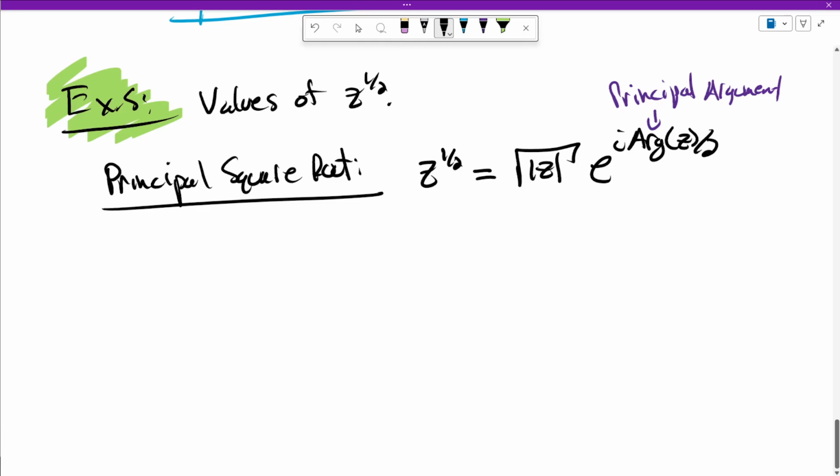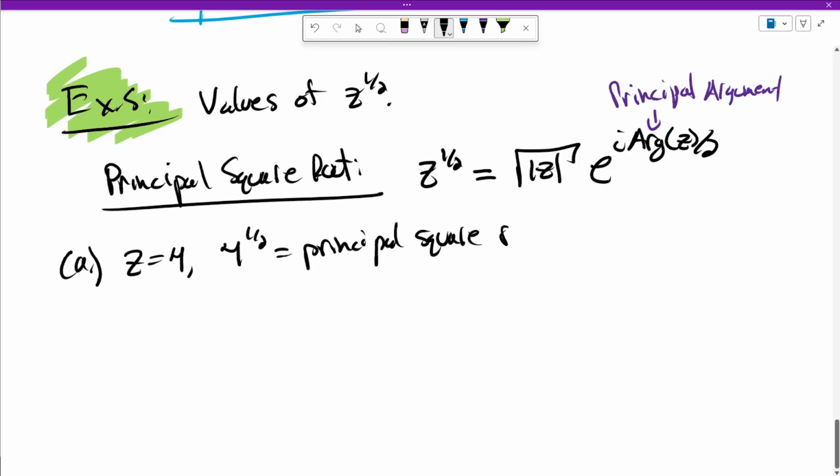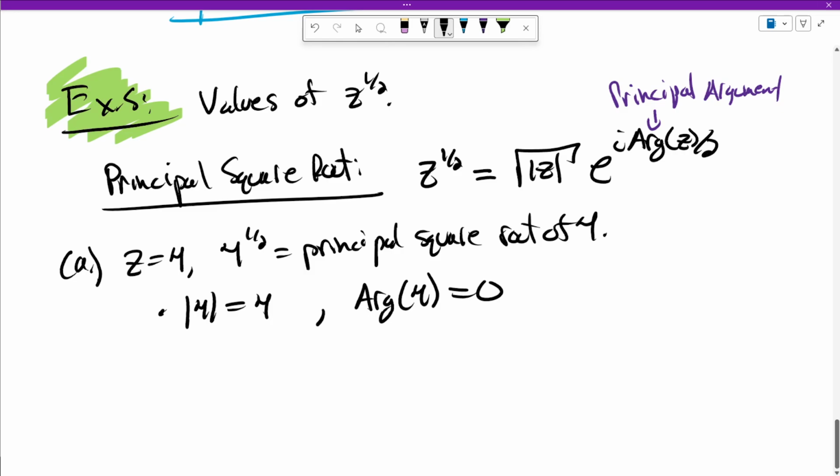So in this example, all we're going to do is compute some values. For a, if we have z equals 4, we want to know what 4 to the 1/2 is, meaning the principal square root of 4. So what do we need to do to compute this? We need to compute the modulus of 4. The modulus of 4 is 4, great. And we need to compute the principal argument of 4. The principal argument of 4 is 0 because it points on the positive real axis.